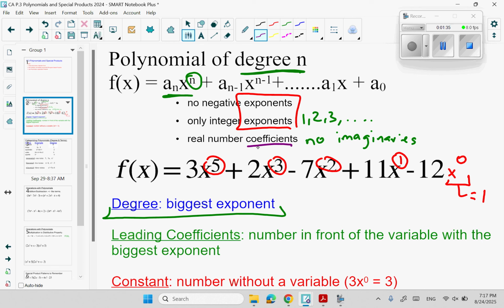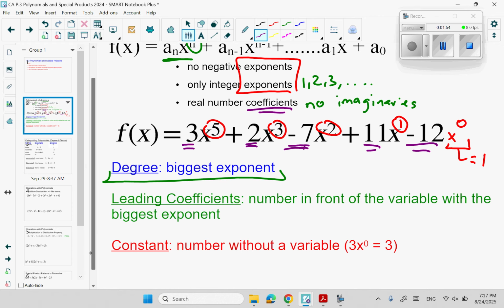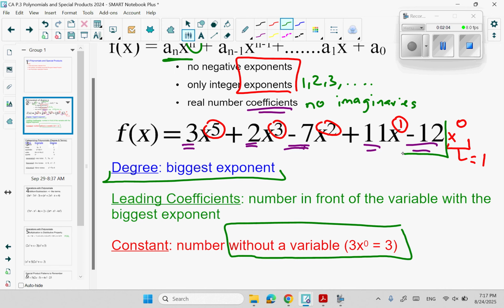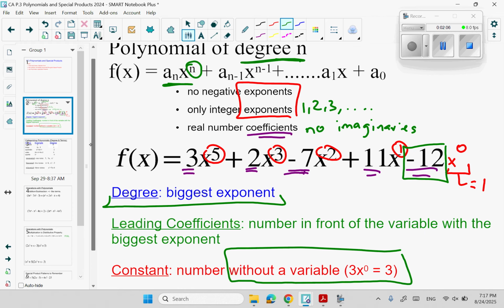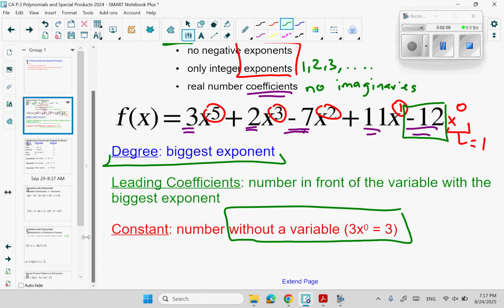Now, coefficients. Coefficients are numbers in front of expressions with exponents. So 3, 2, in this case negative 7, 11, and of course negative 12 will be my coefficients there. So a leading coefficient is the number in front of the variable with the biggest exponent, and a constant has no variable. So as we talked about earlier, without a variable, that's why negative 12 is our constant. Now, again, remember that standard form.